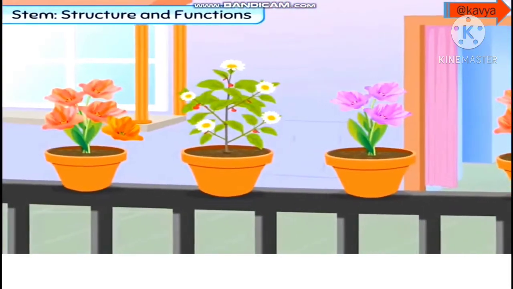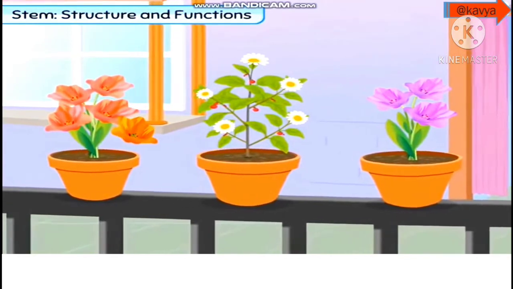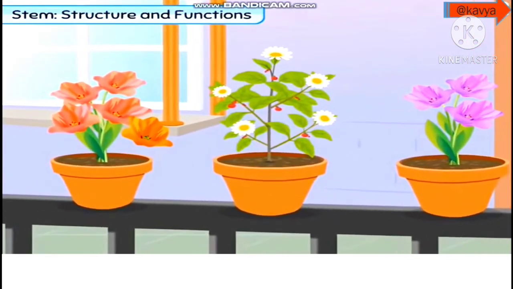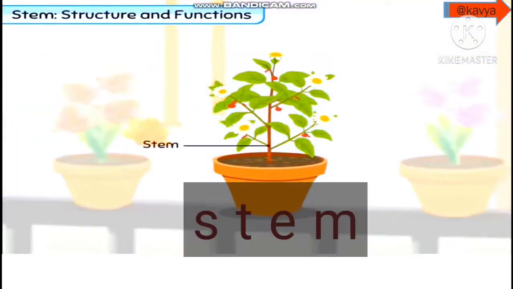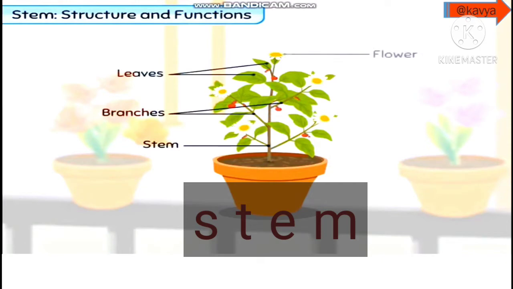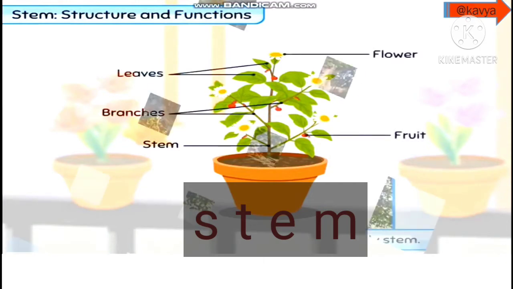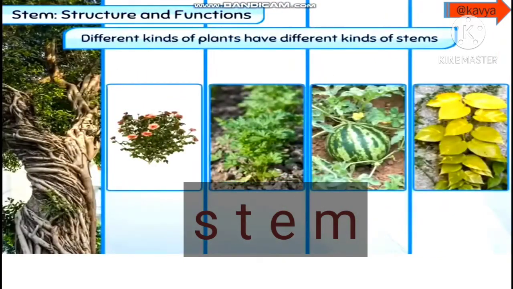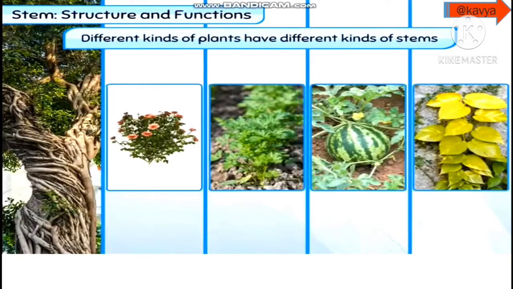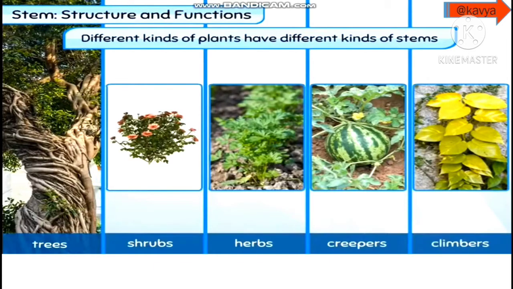Students, the stem is the part of the plant that is mostly found above the ground. It forms the support system of the plant along with the roots. It is also the base of the flowers, leaves and branches. Different kinds of plants have different kinds of stems. Plants can be named according to the stem that they have.